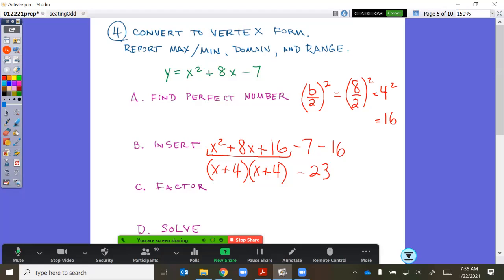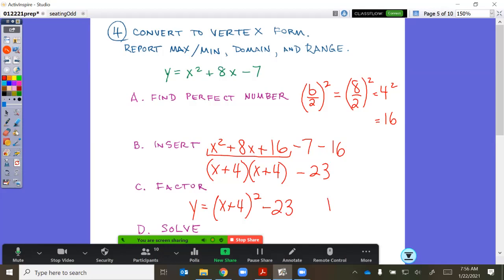So we have (x + 4)². Oh, by the way, y is equal to all this stuff. The fact that y is over there is why we're doing it all on the same side, to keep y on one side and x on the other. So this is squared and minus 23. And we're like, hey, that's vertex form. That is vertex form. It is.